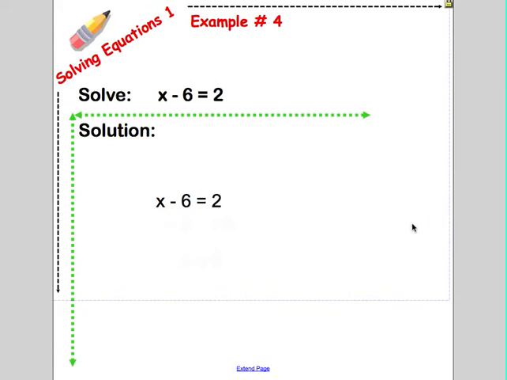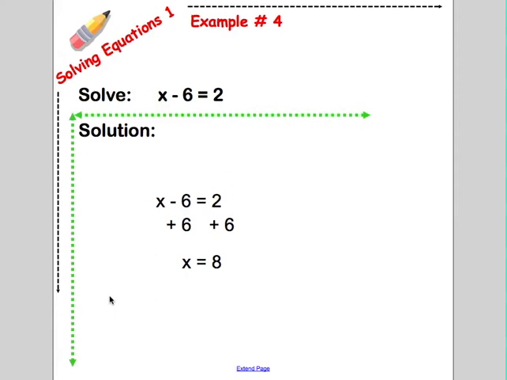Lastly, example 4. Solve x minus 6 is equal to 2. Here I'm subtracting 6 from my variable. To get rid of the subtracting 6, or to undo it, I'll add 6 to that side. Now, if I do it to one side, I must do it to the other. When I do this, I find that minus 6 plus 6 becomes 0. And 2 plus 6 becomes 8. So I'm left with this solution, x equals 8.